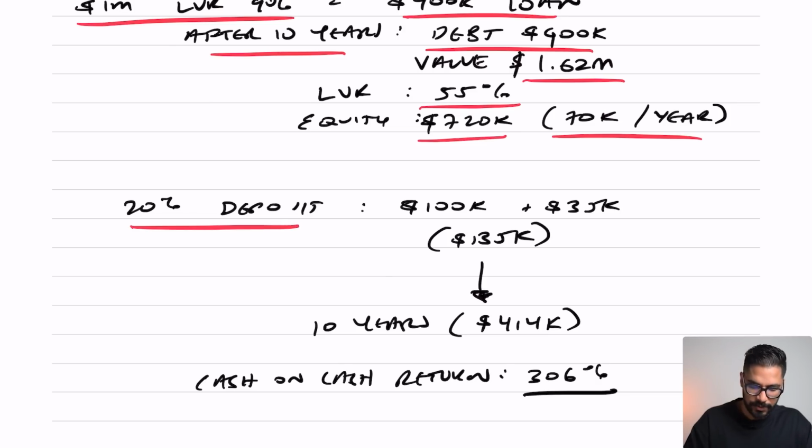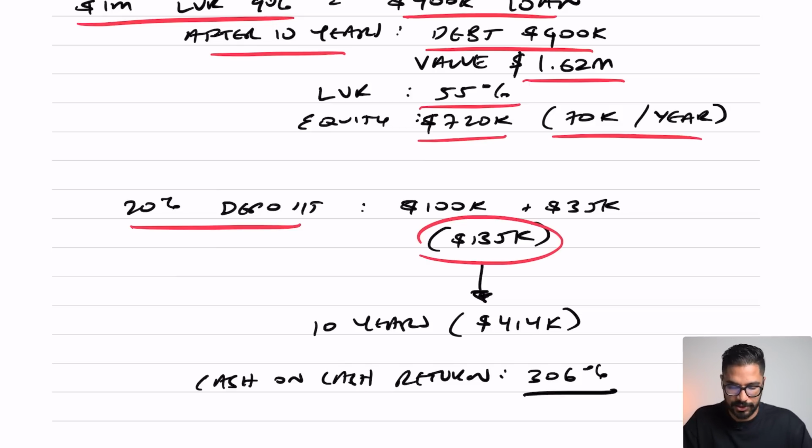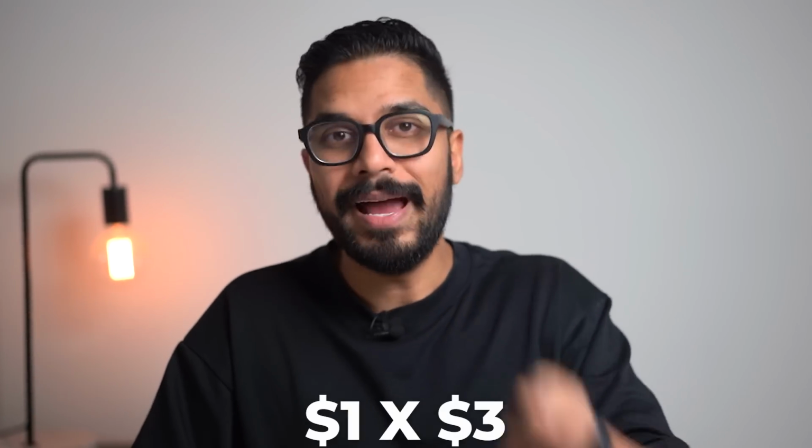Instead, if I used a 20% deposit and you calculate all the upfront costs being $135,000, after 10 years, it would have generated me $414,000 as equity. Then my cash on cash return would be 306%. That means for every dollar I'm putting in, I'm going to make about $3. And that is very different to when you go in and say, I'm going to put $1 in, and I see that growing in the share market and it might be 7%, but it compounds over time.